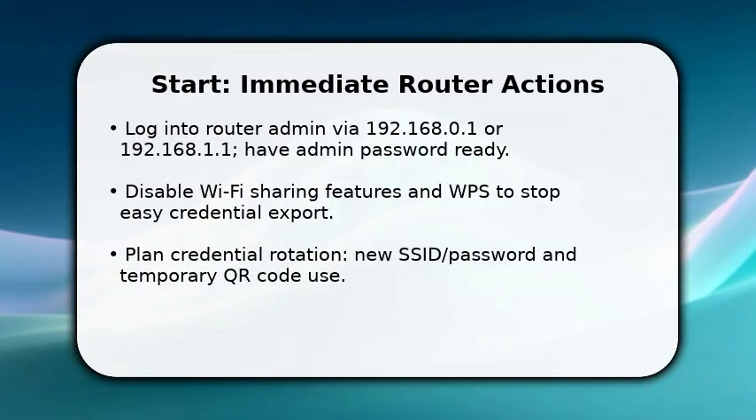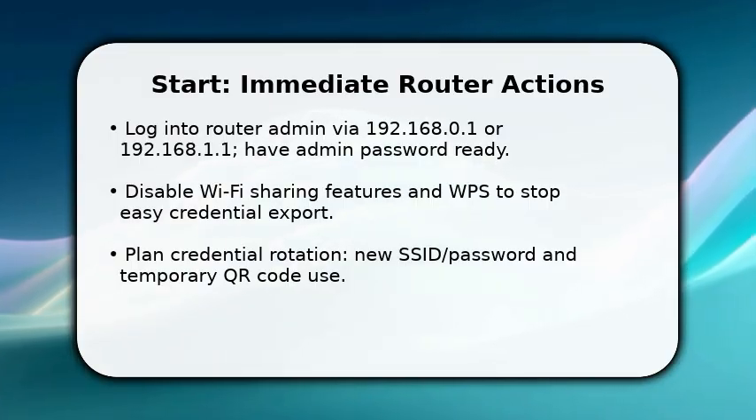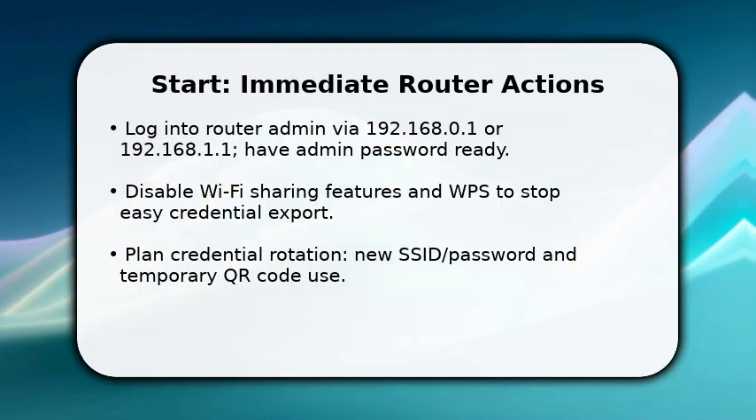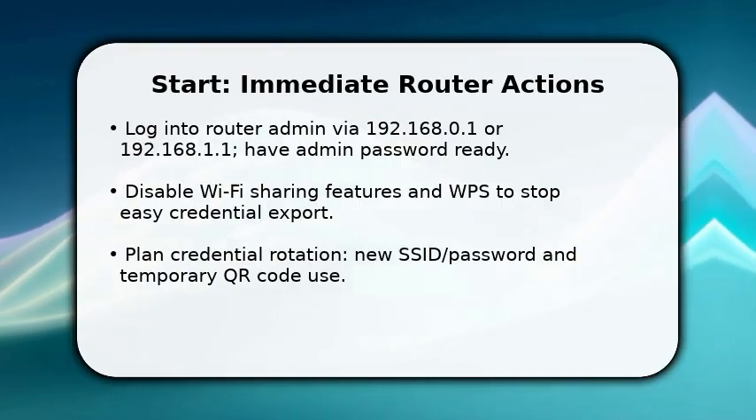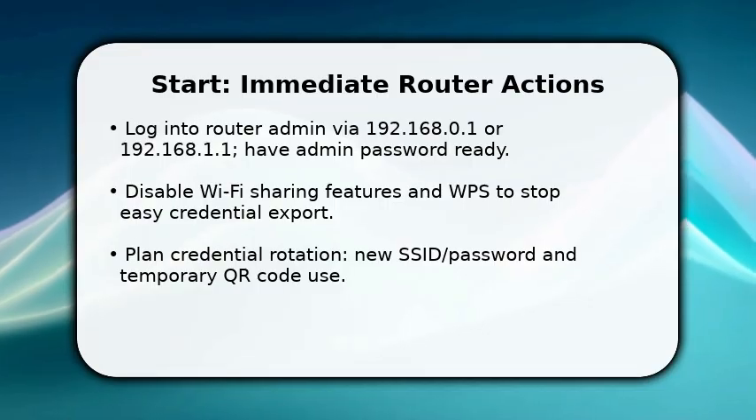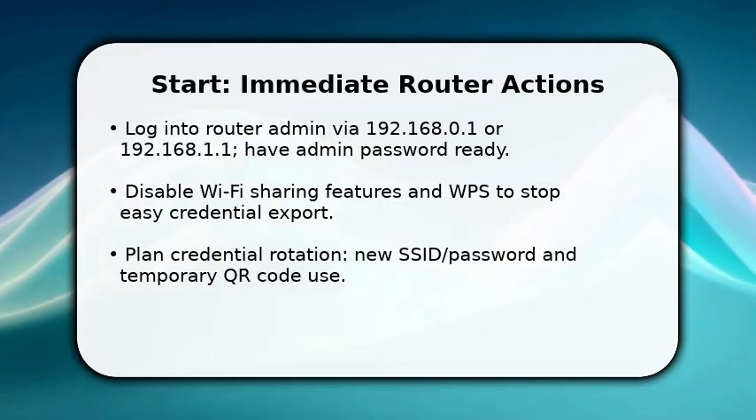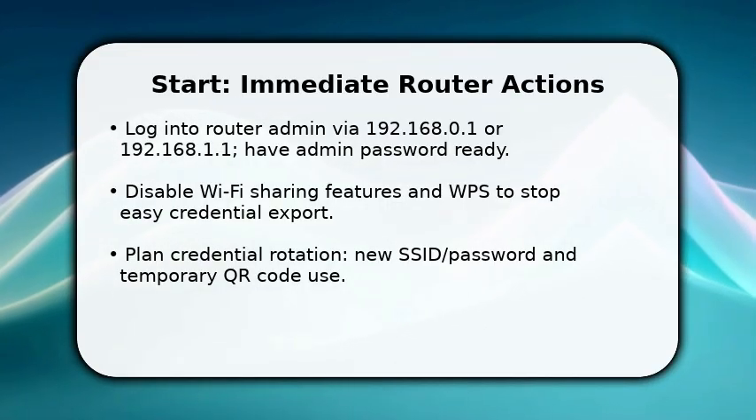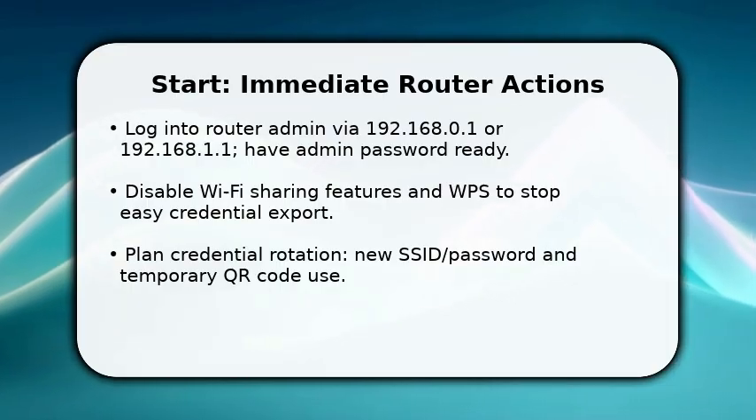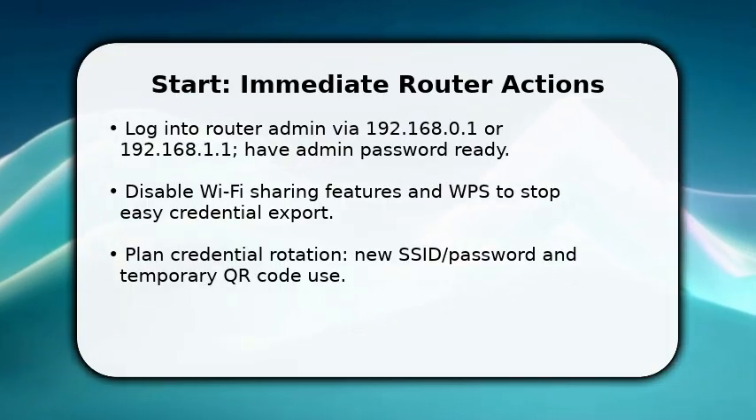You start by accessing the router admin. Now, log in at 192.168.0.1 or 192.168.1.1 and authenticate. Once in, disable WPS and any Wi-Fi sharing or QR generation features so devices can't export credentials automatically.